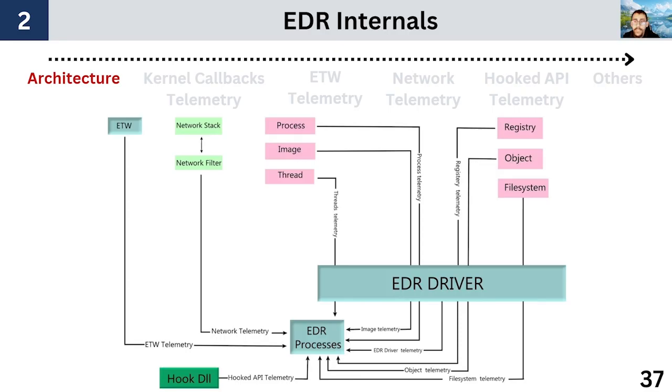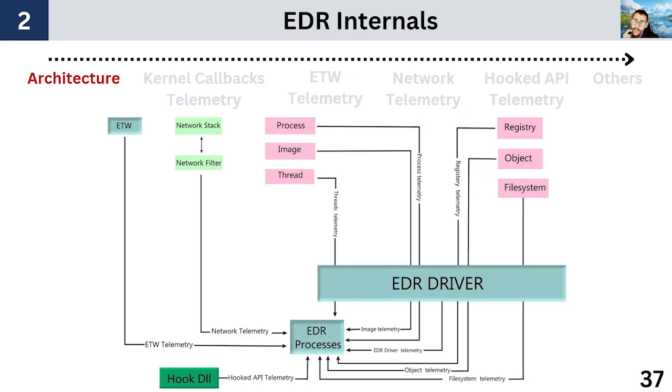So starting with the architecture, this diagram illustrates the internal architecture of EDR, endpoint detection and response. It shows how the EDR collects telemetry data from various sources in both user mode and kernel mode, enabling comprehensive monitoring and threat detection. The EDR leverages multiple components including ETW, Event Tracing for Windows, for system-wide telemetry, hook DLLs for monitoring API calls in user processes, network filters for capturing network activity, and the EDR driver for intercepting kernel callbacks to track processes, threads, registry, objects, and file system activities.